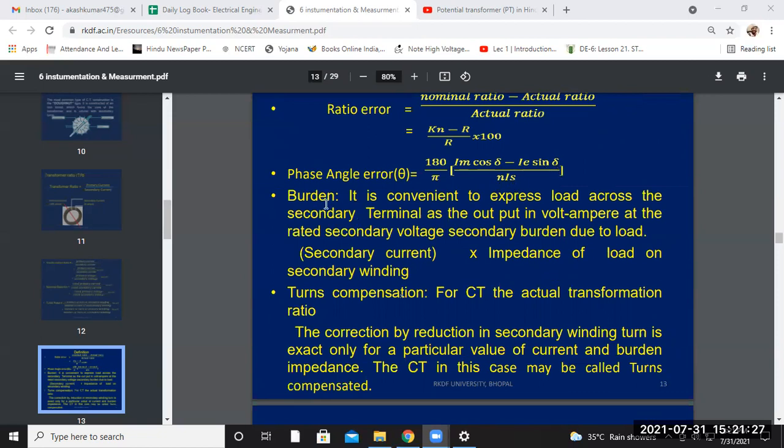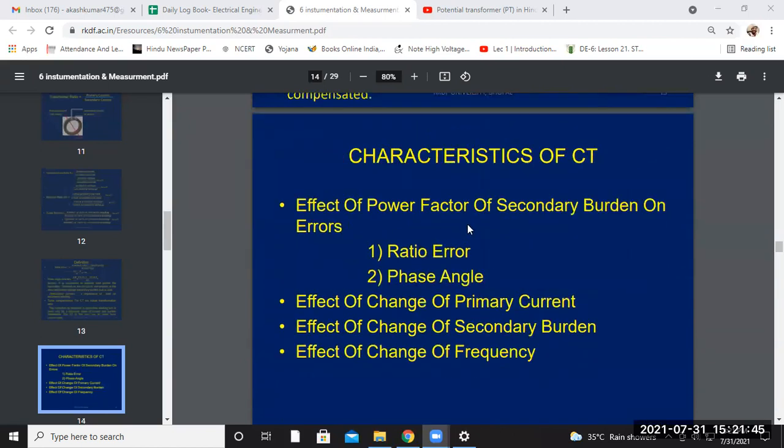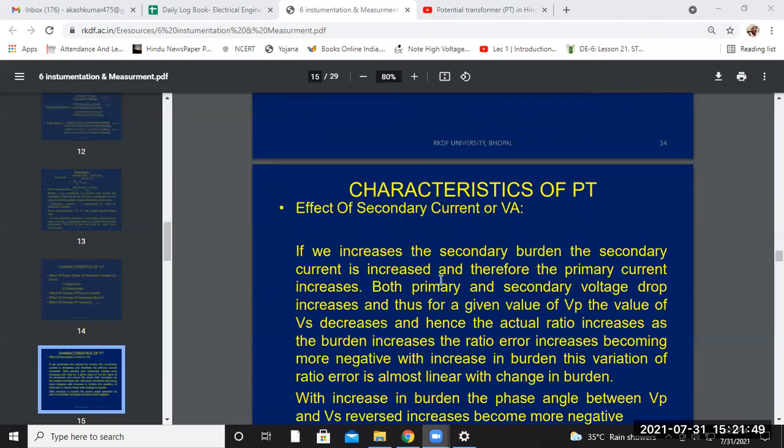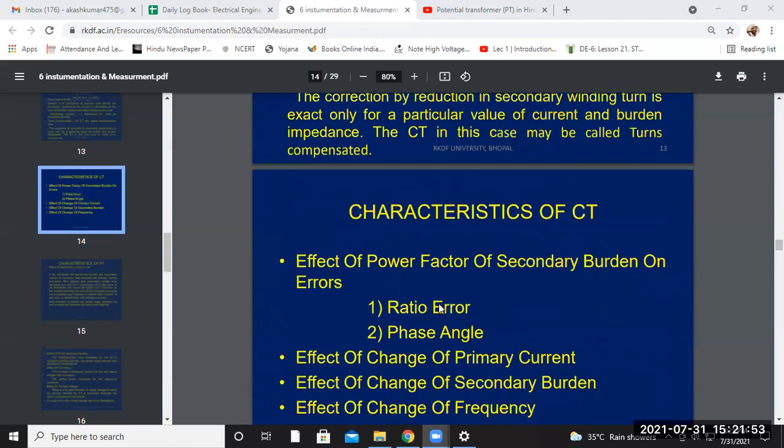So now what is burden? From here you can say that burden is a convenient way to express the load across the secondary terminal as the output in volt ampere at the rated secondary voltage, the burden due to load. Okay, so this is the burden of the instrument. So these are some characteristics of the CT. Then there will be characteristics of the PT, that will be discussed in our next class.